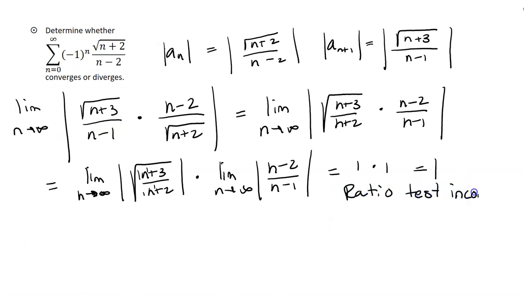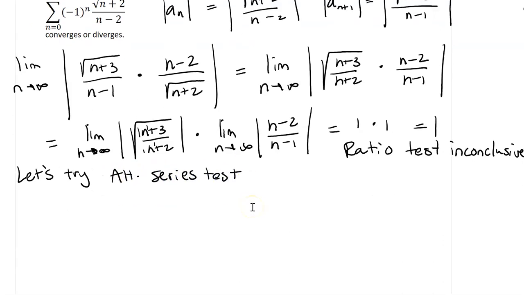So that means that we have to do something else. Now, anytime I see this (-1) to the nth power, I want to try the alternating series test. So we're going to try that. And that might have been a better option to begin with, but hey, we're in the ratio test section, so why not?